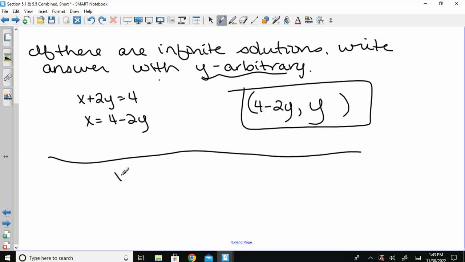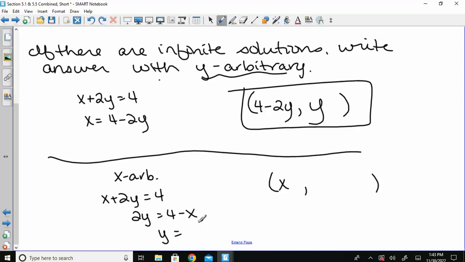If I had said to write it with x arbitrary, that means in the ordered pair you keep x and you have to solve for y. So if I took this equation and solved for y, you would subtract your x, divide by 2, so you get 4 minus x over 2. So I could ask for either variable. Does that make sense? It's just a way of describing which points fall on that line.